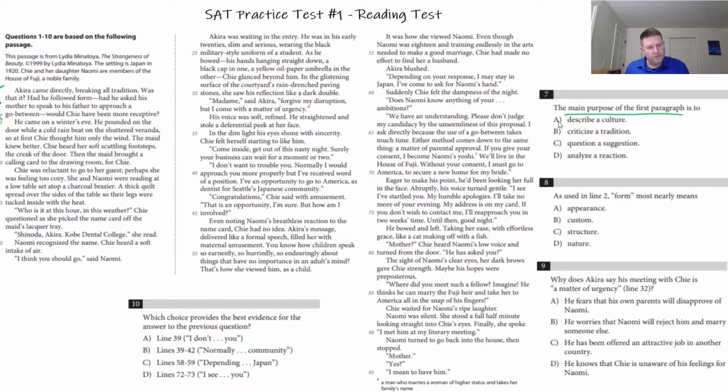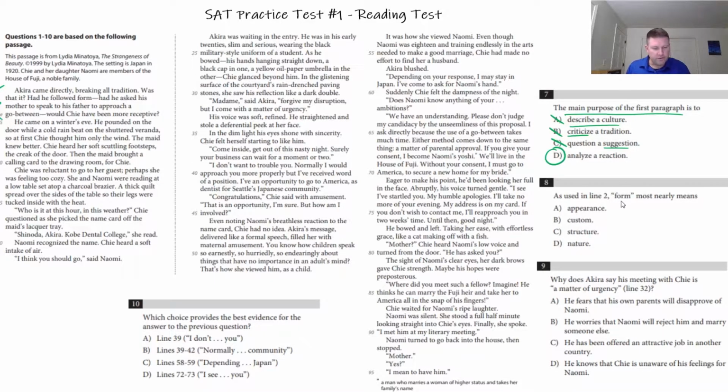Now, if we go through these, is the first paragraph describing a culture? No, definitely not, right? Not really. Criticizing a tradition. Is he criticizing the actual tradition? No. He's just sort of wondering if it could have gone better. Is he questioning a suggestion? There's no suggestion here. Is he analyzing a reaction? Yeah, he's analyzing Chia's reaction. So, there we go. D.